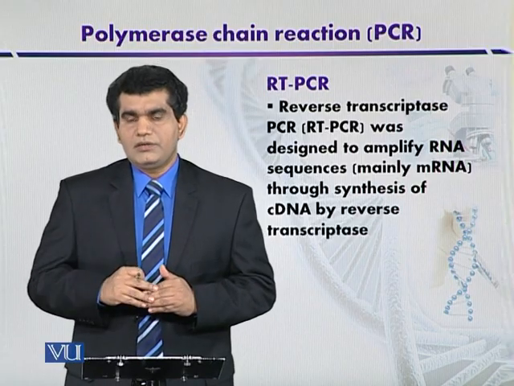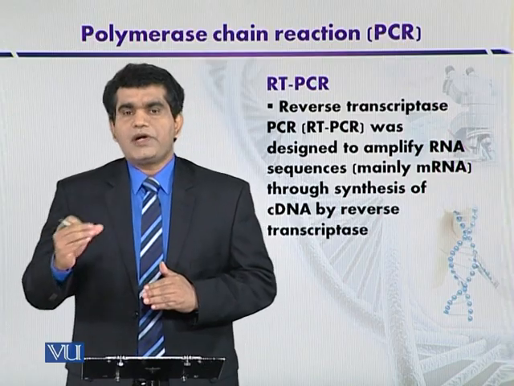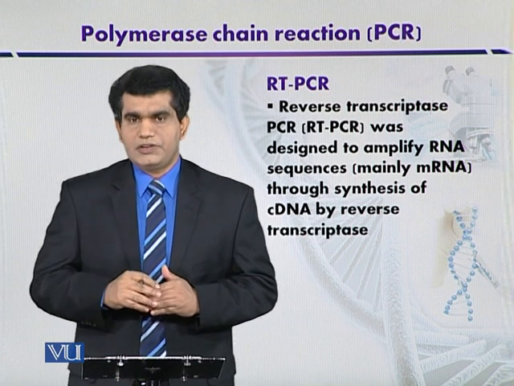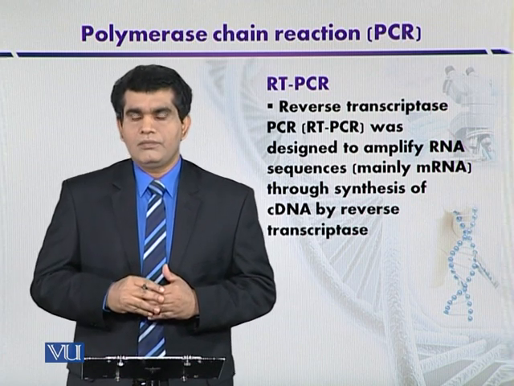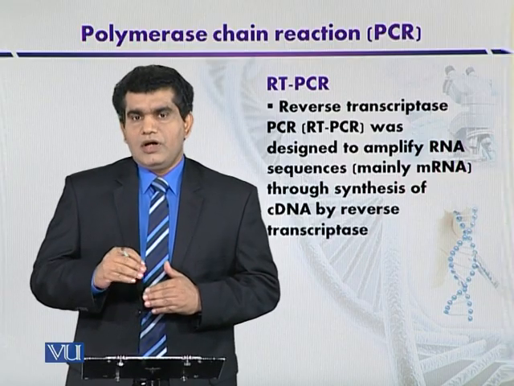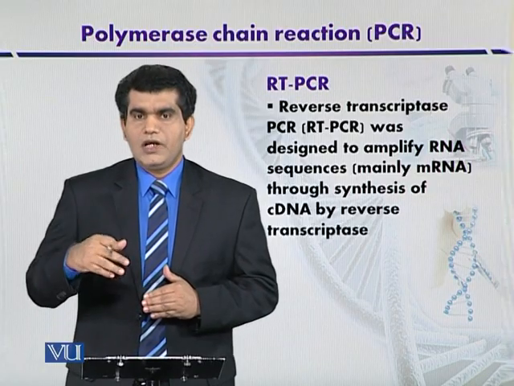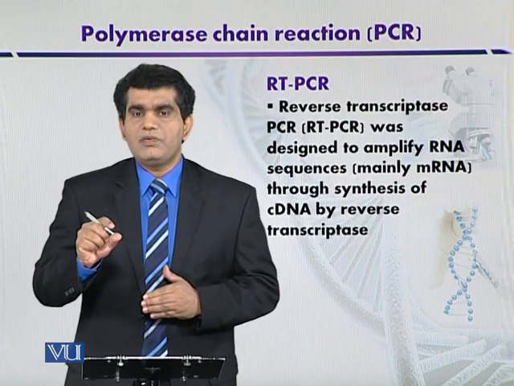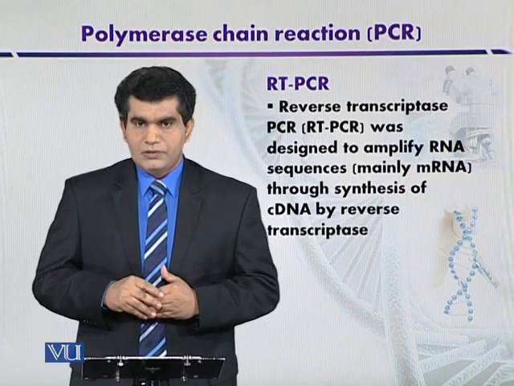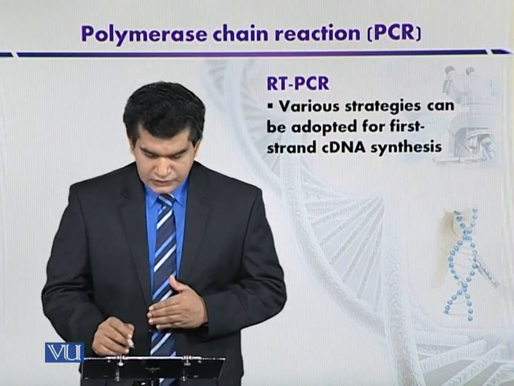So one of the methods is that we can use the random priming method, that is, we can use primers that can randomly bind with the target sequence of the messenger RNA. Another method is that we can use a short stretch of thymine residues as a primer. And the third method is that a sequence-specific primer can be used for this purpose. So what may be the strategy? We are going to discuss it in the next slide.